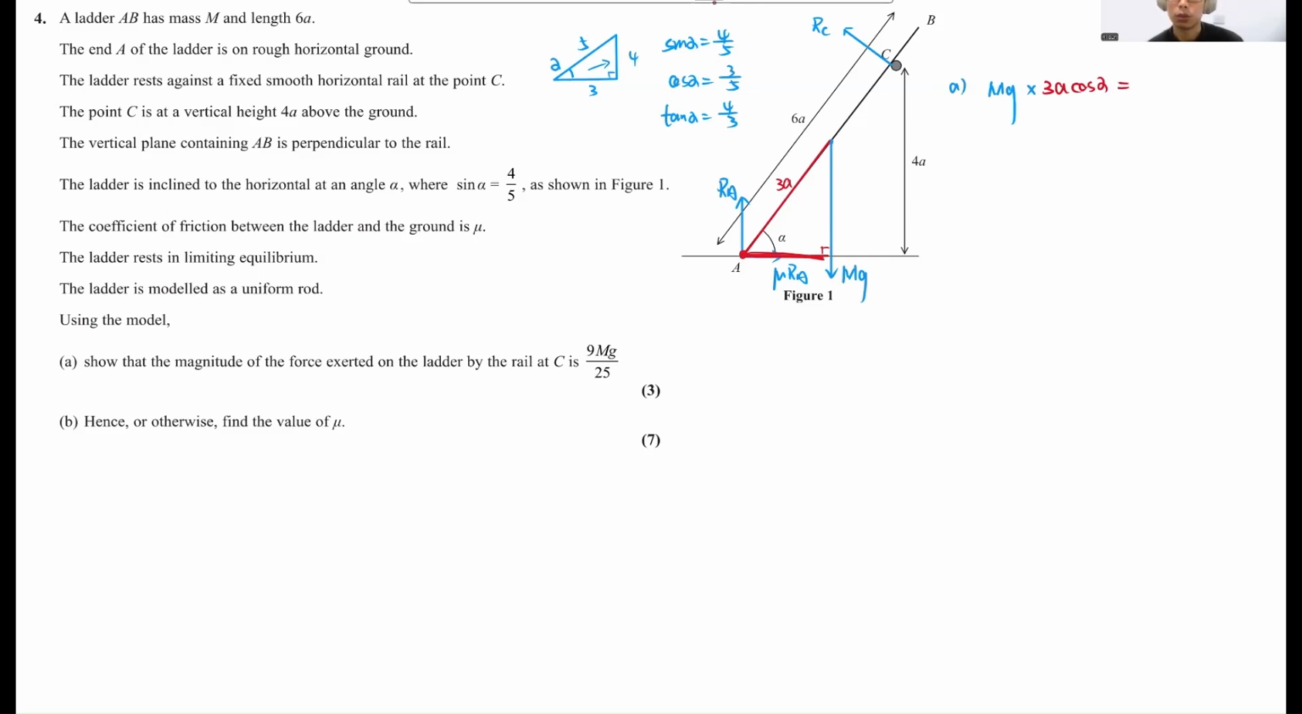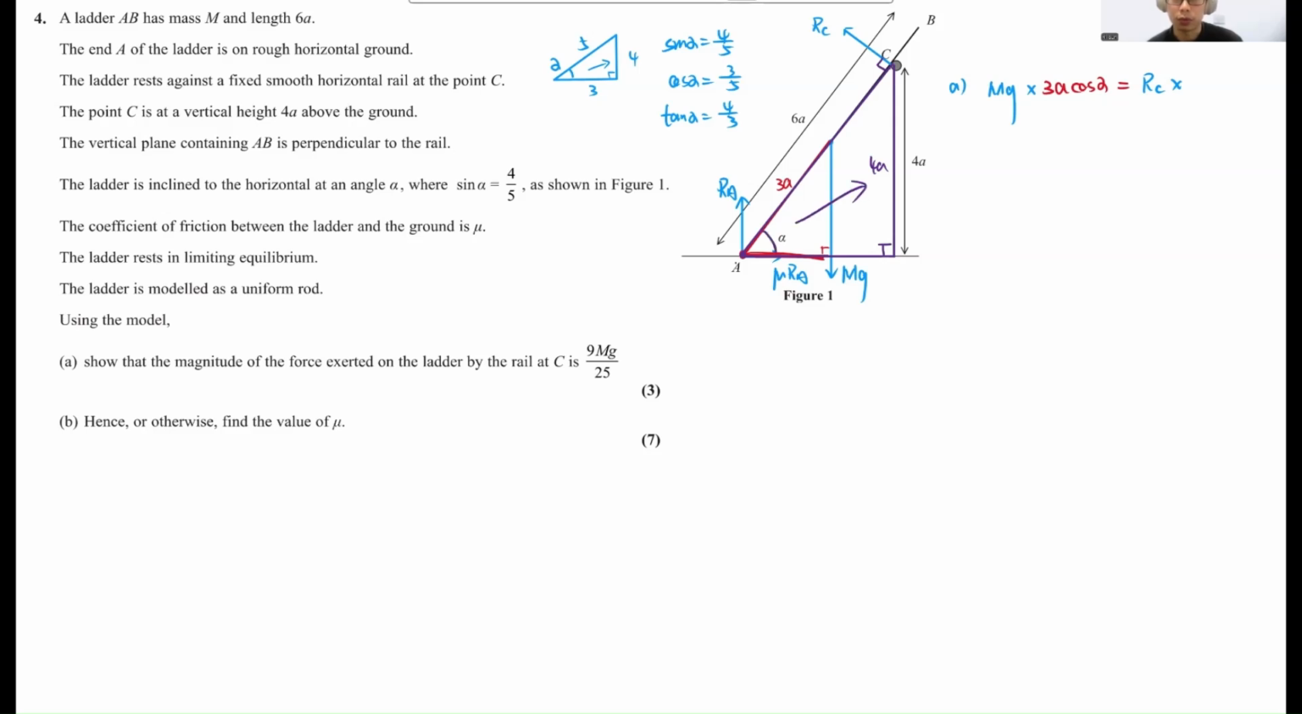And then that's equal to the moments in the anti-clockwise direction. In this case, RC times the shortest distance from point A. From point A to RC should be this, because RC is perpendicular to this line. So that means from A to C will be the perpendicular distance to RC. That's what we're looking for. And for this one, we know this length is 4a. They already labeled it for us. And then this is a right angle triangle, so we know this is alpha.